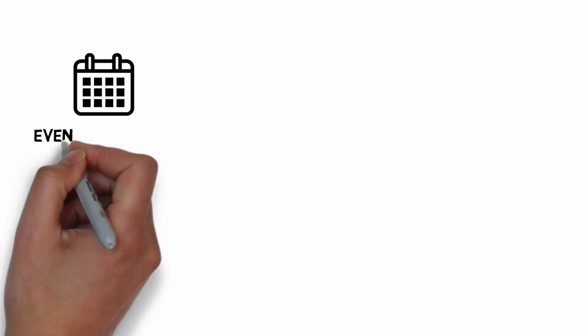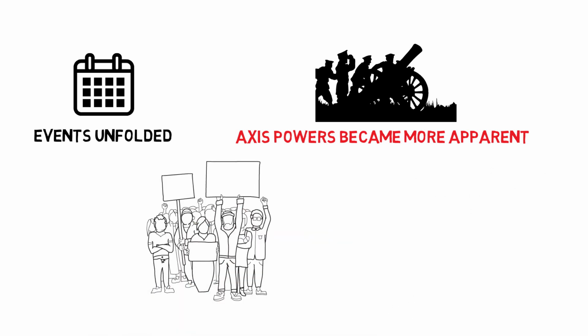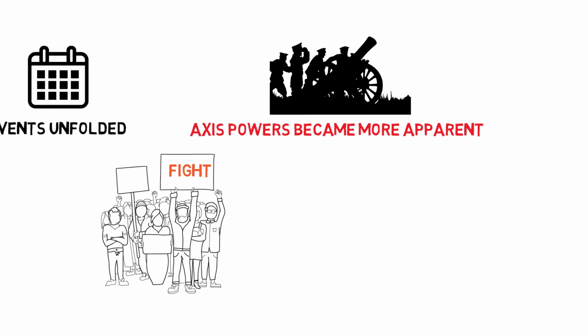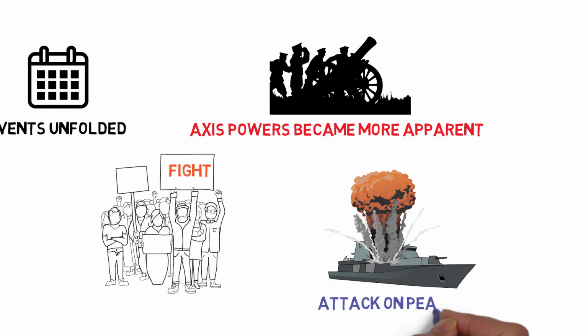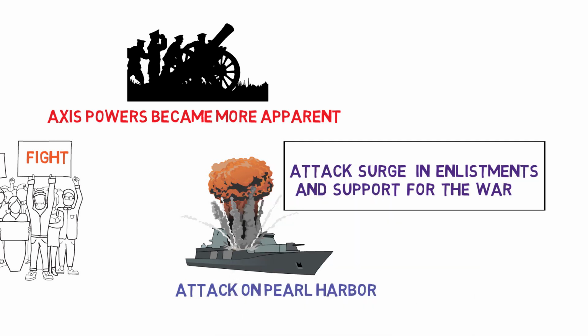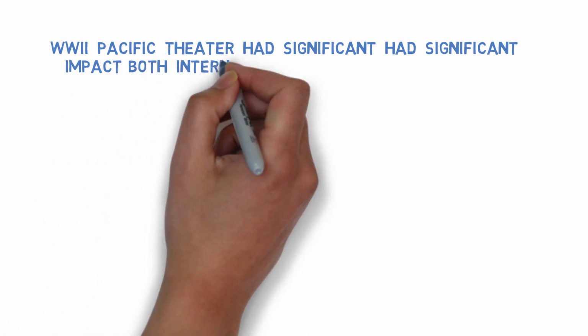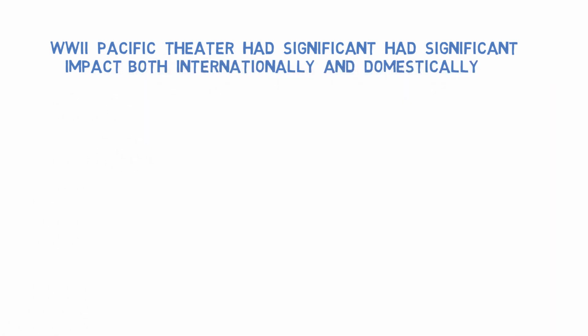As events unfolded and the threat of Axis powers became more apparent, public opinion in the United States began to shift toward support for involvement in the war. The attack on Pearl Harbor galvanized public opinion and led to a surge in enlistments and support for the war effort. World War II in the Pacific Theater had a significant impact on the United States, both internationally and domestically.